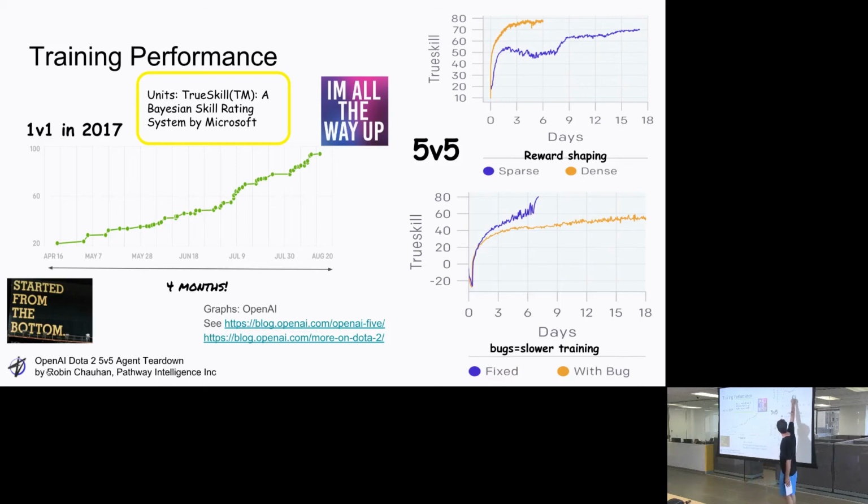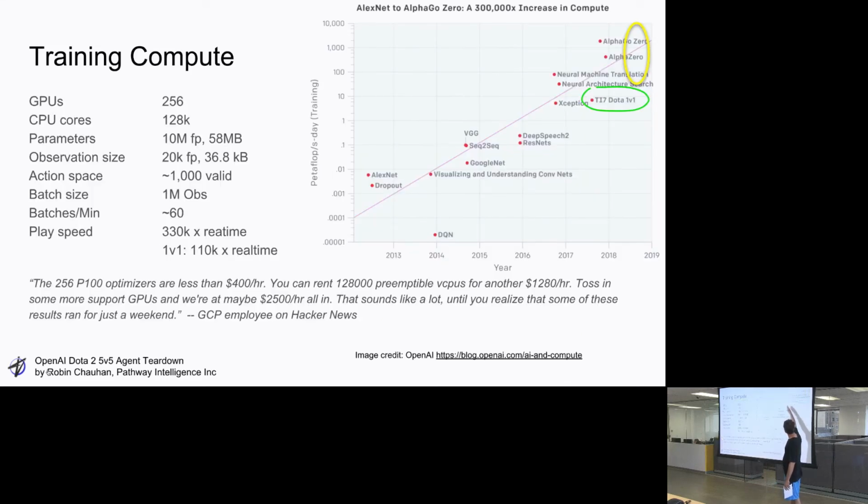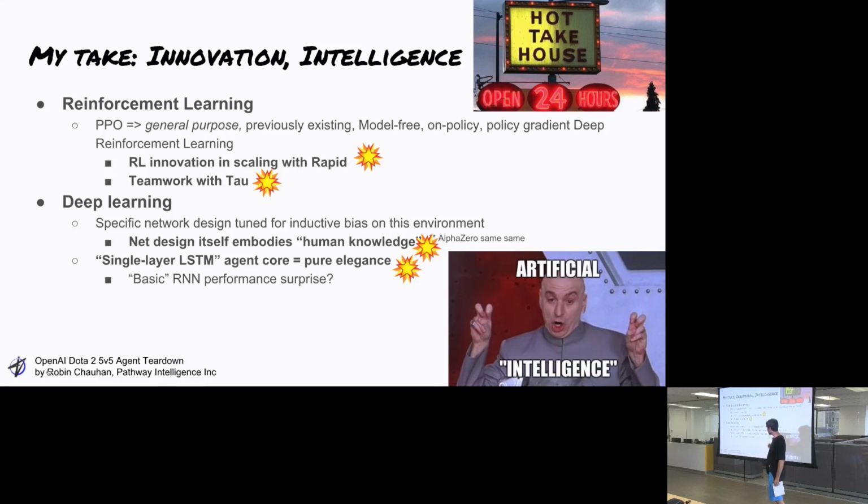Here they showed some curves, and this is just in days, where the sparse reward and dense rewards, you can see dense reward is, all right, that was fast. In terms of how much compute it took, I expect that they're going to be somewhere over here. They haven't released the exact position yet, but their 1 versus 1 was down here. This is a lot of compute. This is a very expensive project. On the other hand, here's a GCP employee saying that it's within reach.